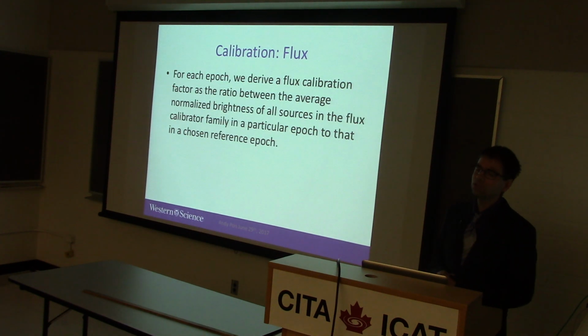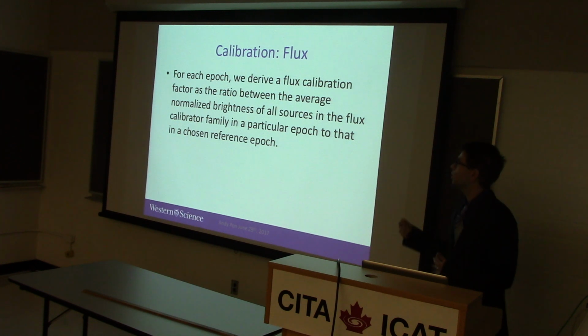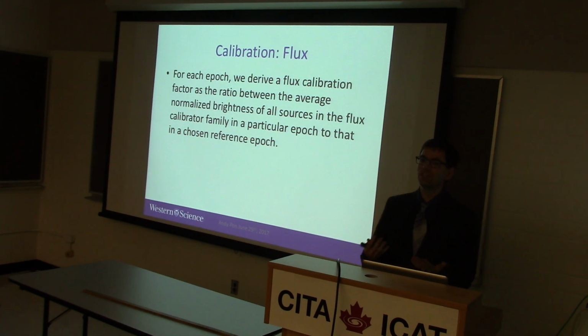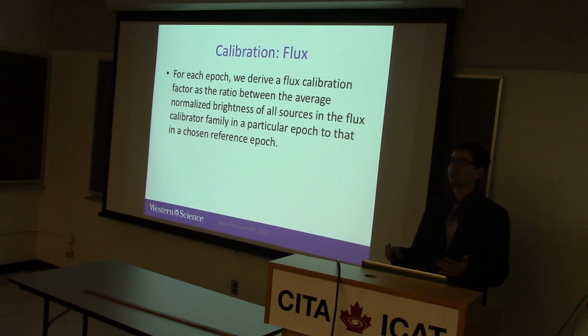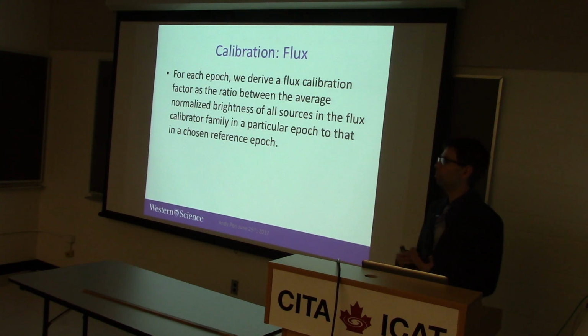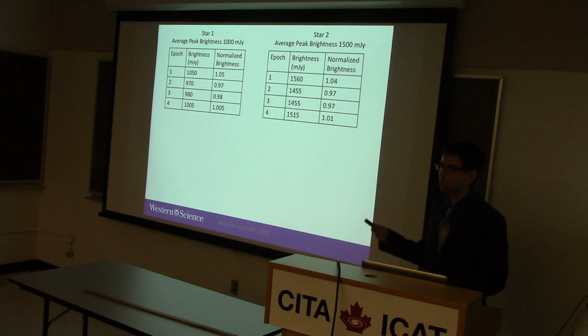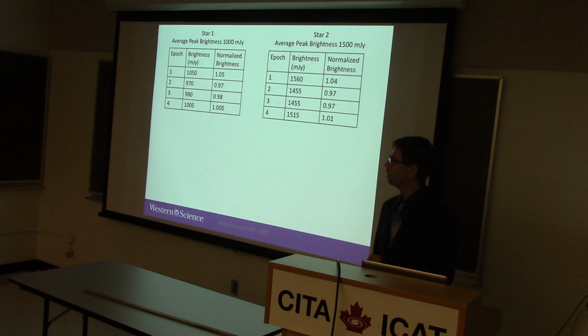And then basically, with this calibrator family, ones that we think are constant, we can find what their typical normalized brightness is in a particular epoch and say that's how we need to change our calibration. And so we can divide out all of the other sources by this normalized brightness to get our best calibrated intensities. So again, going back to our example, if this was our calibrator set, if we only had 2 stars, yep. It's a bolometer.